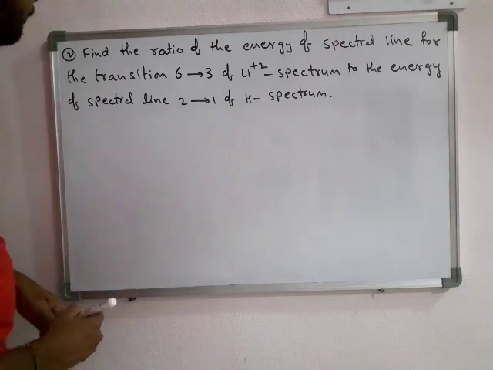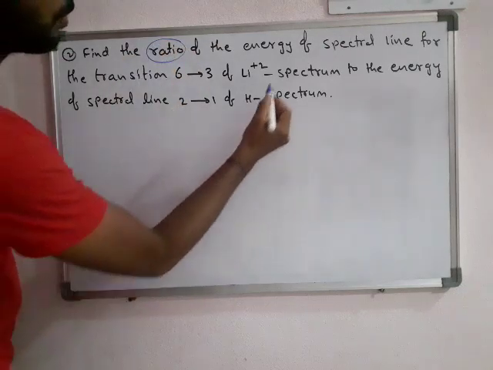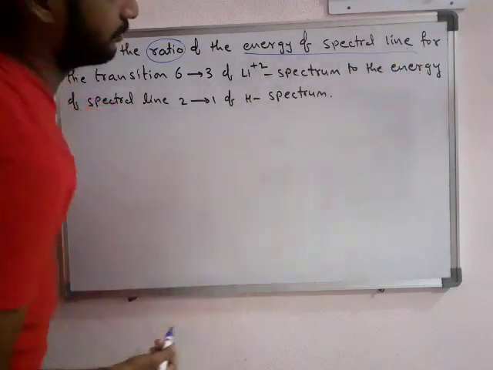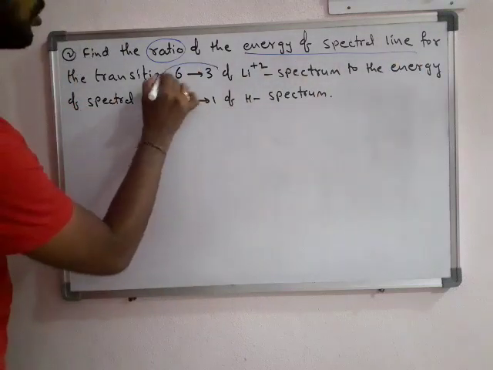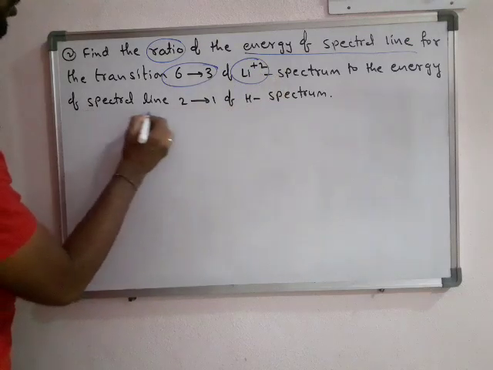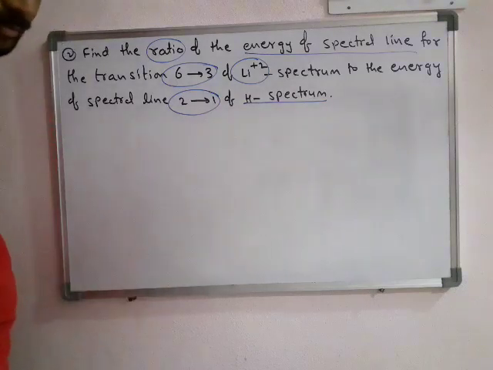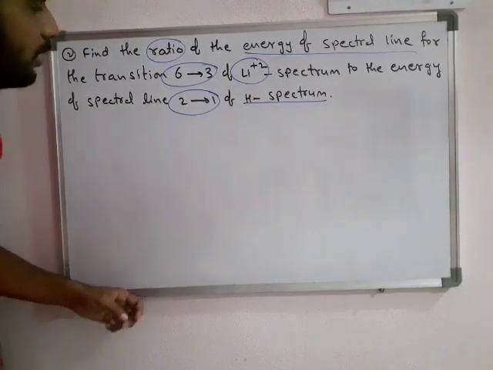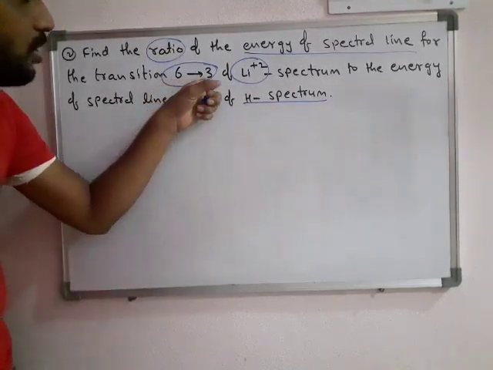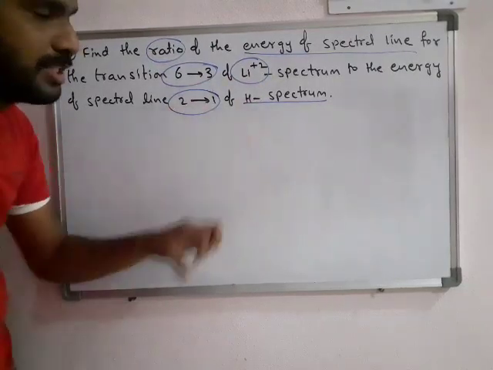Okay, next one. Find the ratio of energy of the spectral line for the transition of 6 to 3 in lithium plus 2 to the transition of the spectral line 2 to 1 of the hydrogen spectrum. So here, 6 to 3 of the lithium spectrum, and 2 to 1 of the hydrogen spectrum.